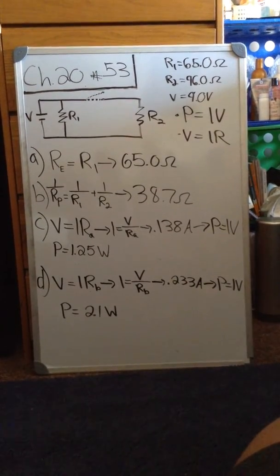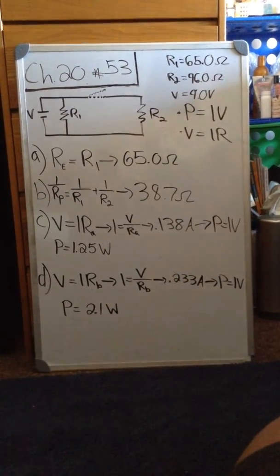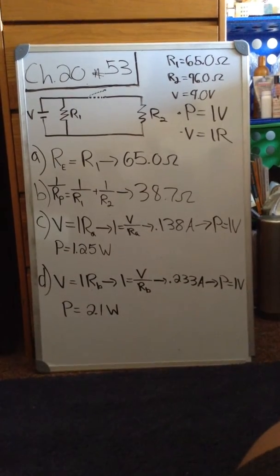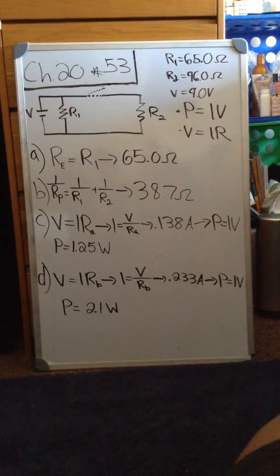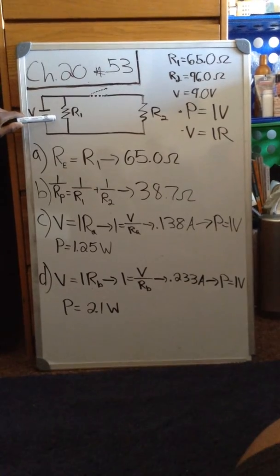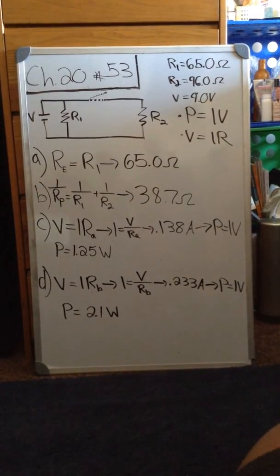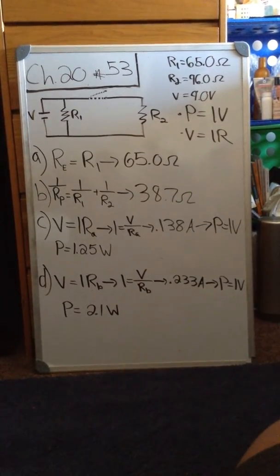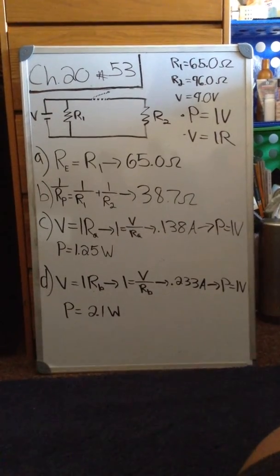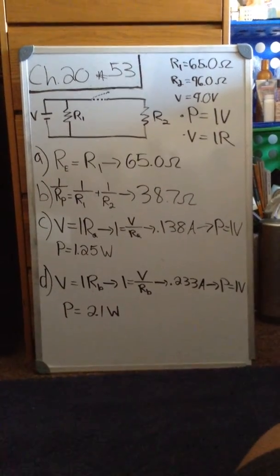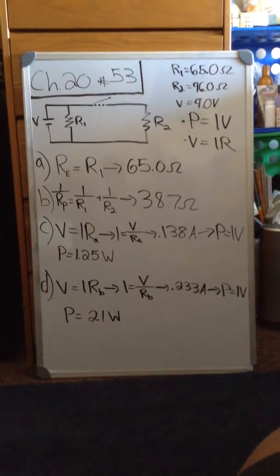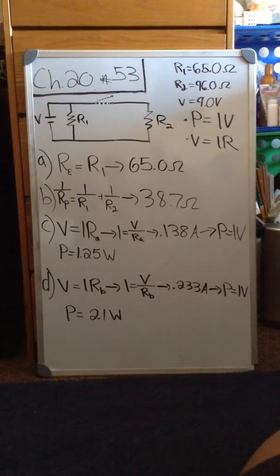And then part C asks for the total power delivered to the resistors when the switch is open and closed. Part C is open, so first thing we have to do is solve for our current.